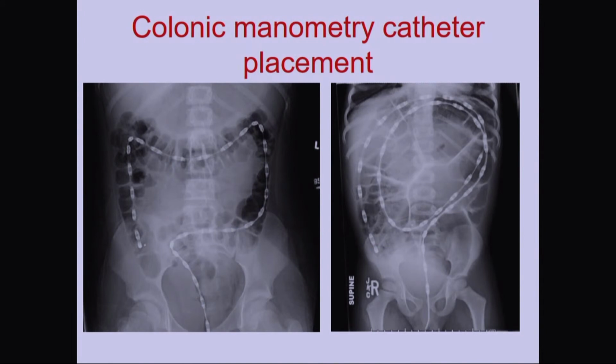The catheter has to be placed in the cecum. That's usually how it would be placed. But of course, if you have chronic constipation with a dilated sigmoid colon, you'll see that the catheter will coil, and with a lot of difficulty, it has to be placed endoscopically into the cecum.